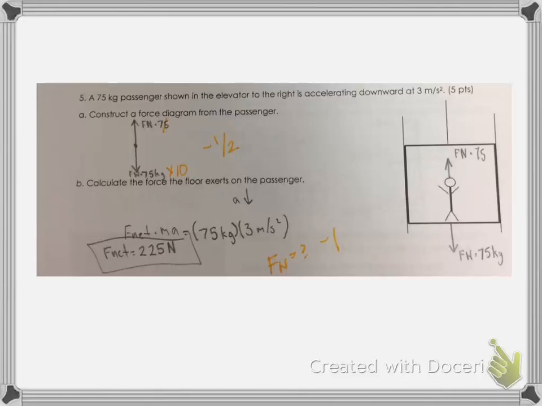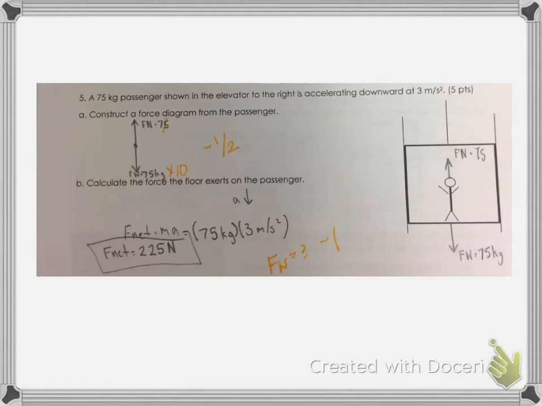One of the calculation problems that I ask my students to do is very similar to the experience that they've had with the stages of the elevator worksheet and the Newton's second law and free body diagrams worksheet number 2. They're asked to look at a situation where a passenger is on an elevator and they're accelerating either upward or downward. In this case, they're accelerating downward at 3 meters per second squared.